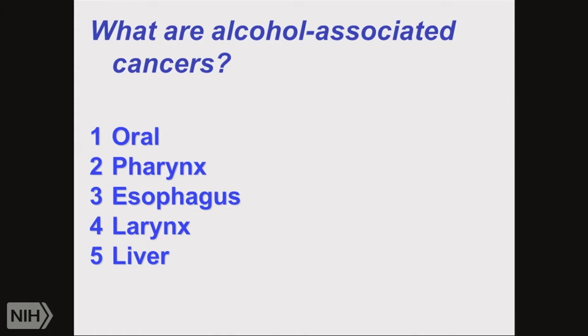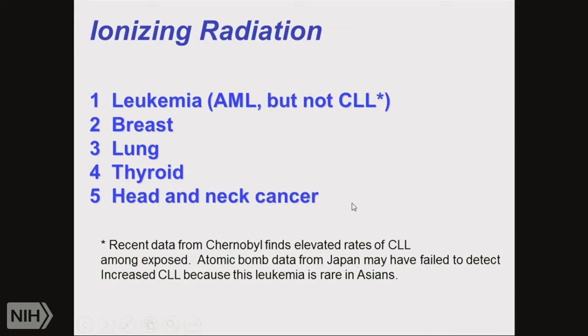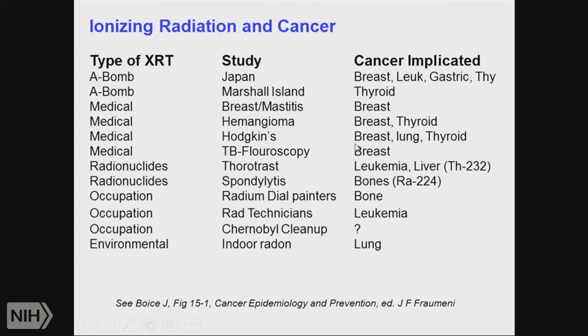Okay, alcohol is the number two carcinogen, and it's associated with a number of different cancers. The five top ones are oral, pharynx, esophagus, larynx, and liver, and there are some interactions with smoking. And ionizing radiation is also a big extrinsic cause. I'm going to move ahead to say a word about some newer studies and skip over some of these because I think this is material you can go over and certainly look up more on your own if you're interested. So Chernobyl.